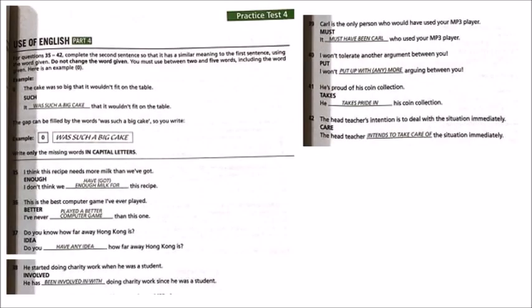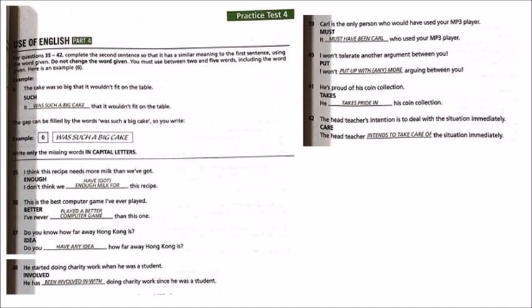Okay guys, so for number 35, I think this recipe needs more milk than we've got, using the word enough. Remember that you must use between 2 to 5 words, including the word given, and you cannot change the word given originally. So, in this case, the correct answer is have got enough milk for, or have enough milk for. Got is optional.